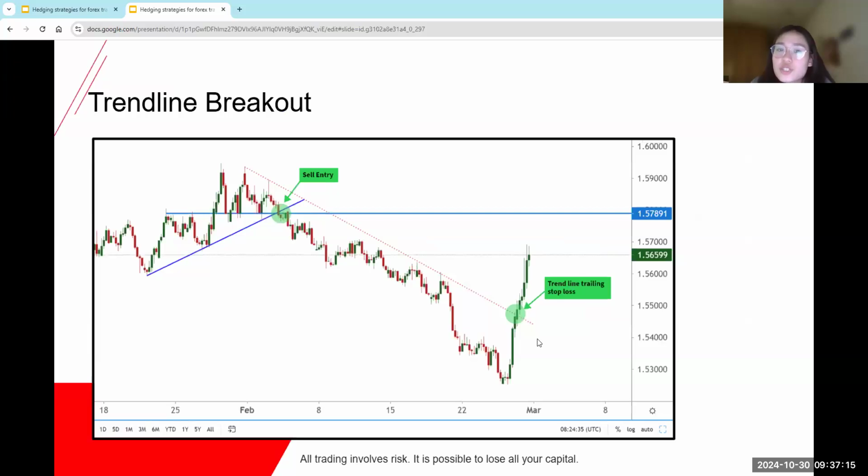So next, we're looking at a trend line breakout. Here we have prices also moving in a descending trend line, and we're using the same price chart as before. The trend line trading stop loss is triggered when price crosses over or breaks out of that trend line.